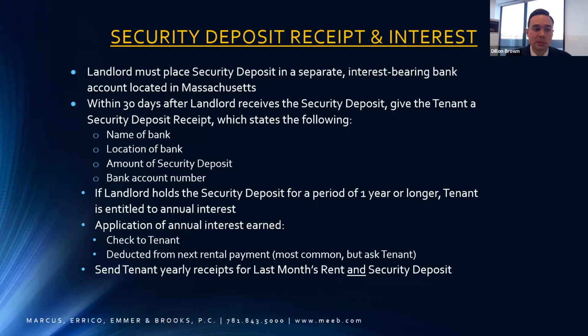But what most landlords opt to do, but you've got to request the tenant's permission first, is to essentially knock it off the next month's payment. So if the tenant is staying for another year and they're entitled to annual interest earned on the rent, then what the landlord will do is reduce that 13th month's rent by the 6 or 7 cents or whatever it is owed. And if you do that, it does comply with the statute.